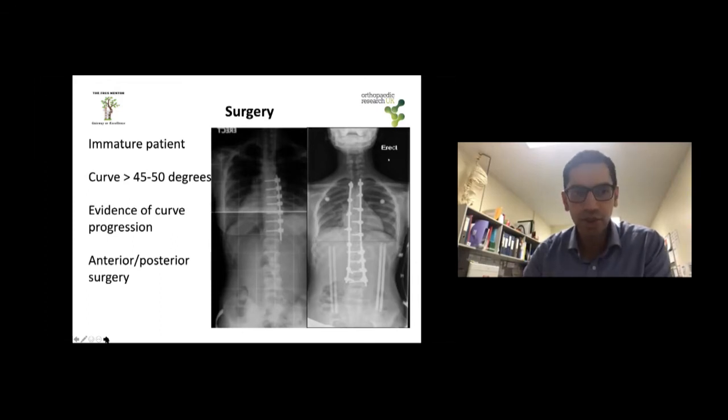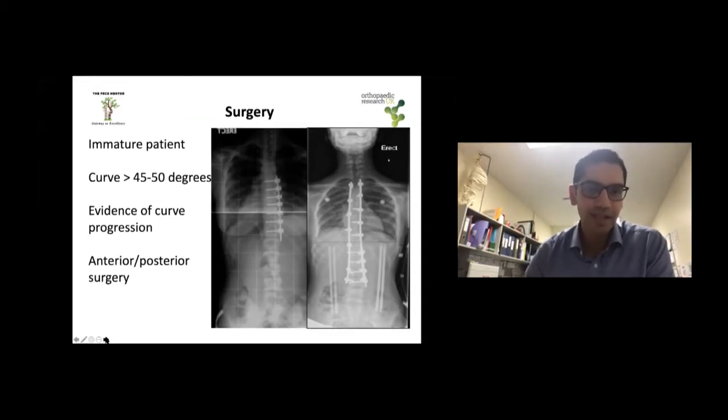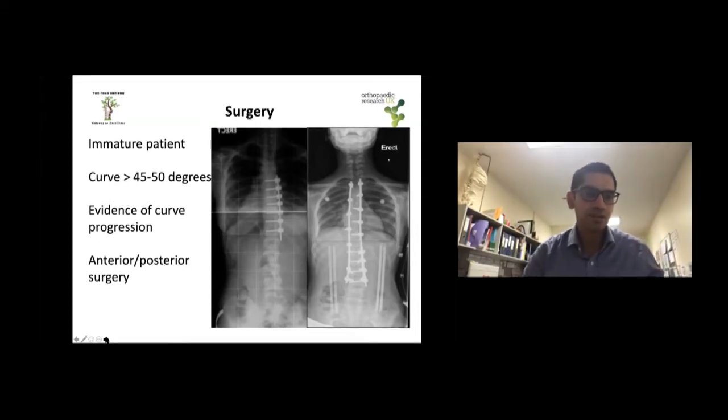Say an immature patient just about to enter the adolescent growth spurt has a 30-degree curve already, and you know that if you leave this patient or brace them, it's still not going to be enough to control the curve. Such a patient with a smaller curve will still require surgery, as you know that it's going to progress quite rapidly during the growth spurt. So evidence of curve progression would be, again, another indication for surgery.